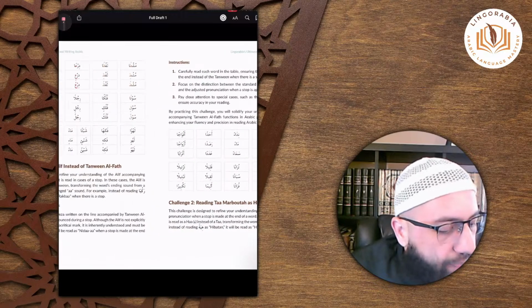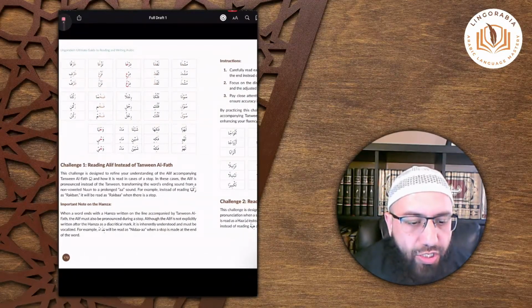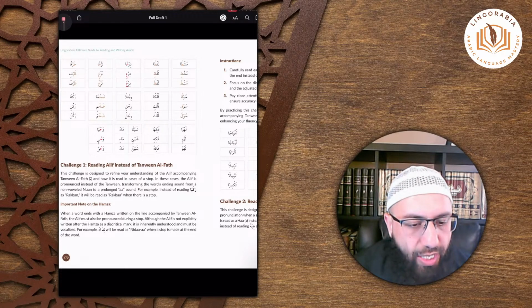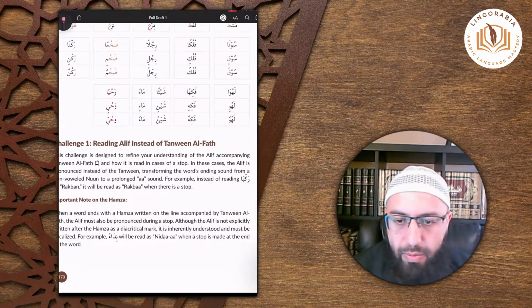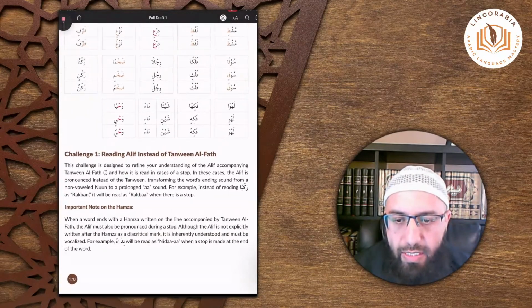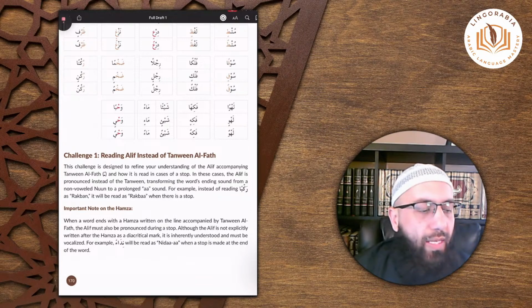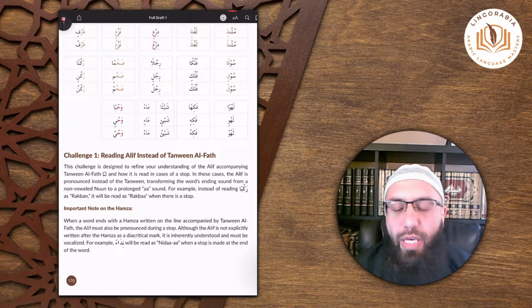Okay, guys. So now, what we will be doing in this exercise. This exercise is actually a challenge, guys. It doesn't belong to the exercises. It's a challenge. After every lesson, we have challenges included in this book.